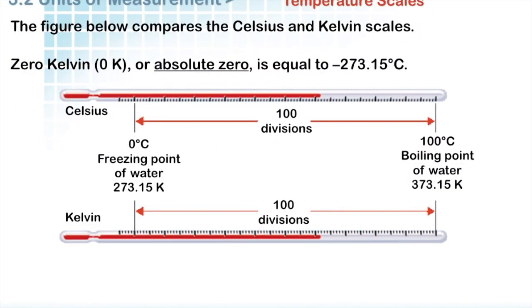Now, the figure below shows how Kelvin and regular Celsius are compared. 0 Kelvin is called absolute zero. It is the point at which no movement in molecules happens. It is a theoretical spot. You cannot actually cool something down to absolute zero. And that's equal to negative 273.15 degrees Celsius. That's 273 degrees lower than the freezing point of water.